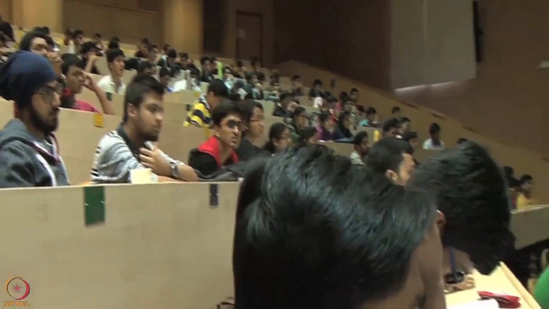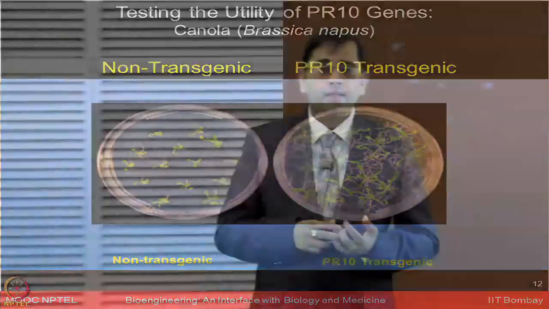Similar utility was tested in the Arabidopsis plant, and you can see that these Arabidopsis seedlings are quite able to tolerate the high salt condition. So again, this gene is doing something in the plant which increases the plant's tolerance towards the salt concentration, and that was seen in the case of canola, and it is seen in the case of Arabidopsis.